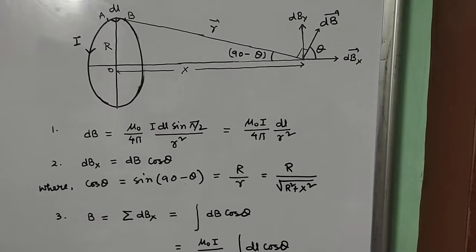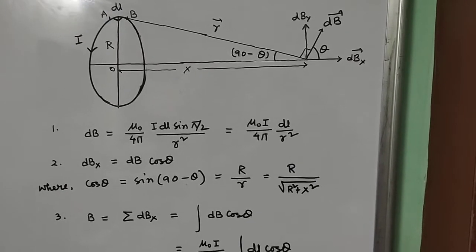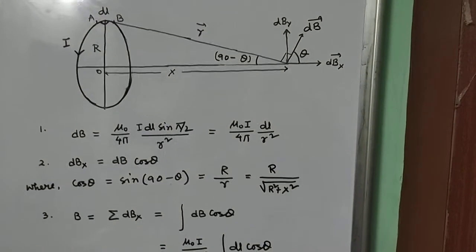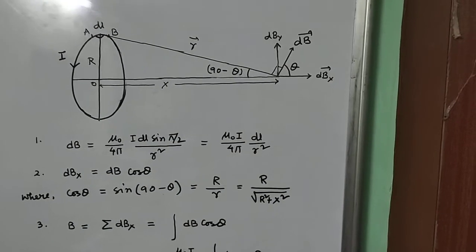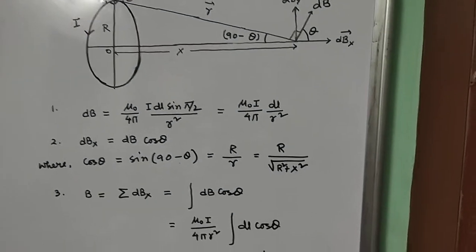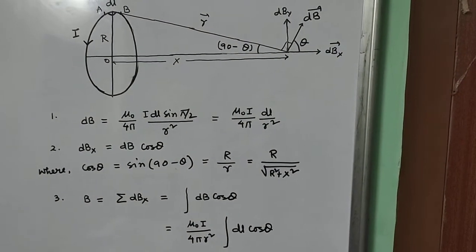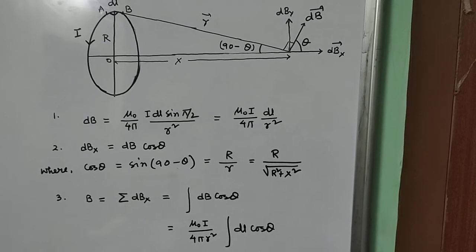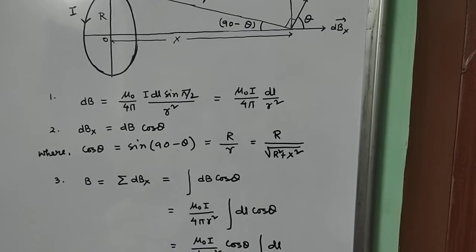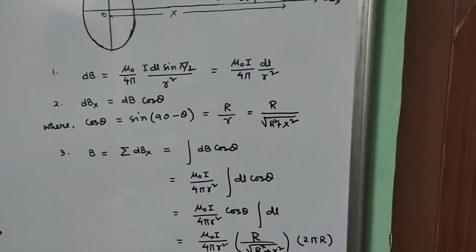Now as you have to sum up the x components, the net magnetic field at that specific point due to the current loop is the sum of dBx. So sigma we have replaced by the integration sign, considering the uniformity of the current carrying element. So integration of dB cos theta, where dB is mu naught I dl by 4 pi r square. So mu naught I by 4 pi r square is constant, so we have taken it out. So dl cos theta. So cos theta we have taken outside the integration. So you have dl.